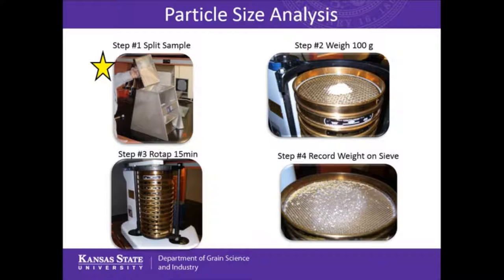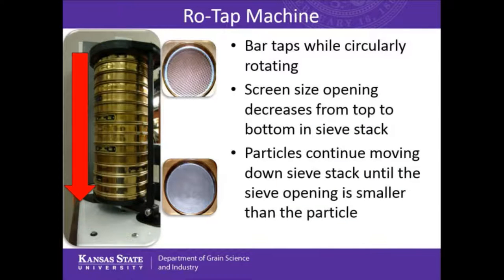In doing so, we start with very coarse sieves at the very top. And then as we go down to the bottom, you'll see these very fine sieves. The smallest sieve gets down to particle sizes around 53 microns or so. And what happens, the row tap machine taps and it shakes it and everything just moves down through there, in theory.